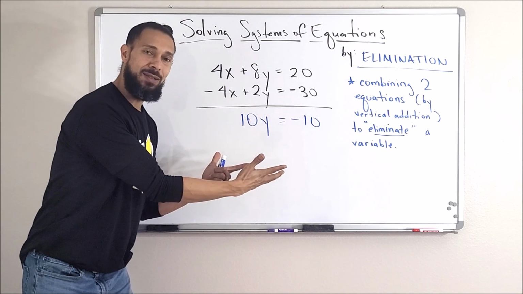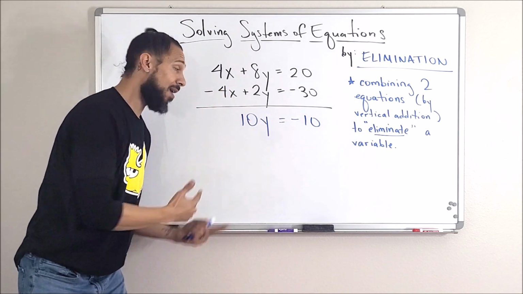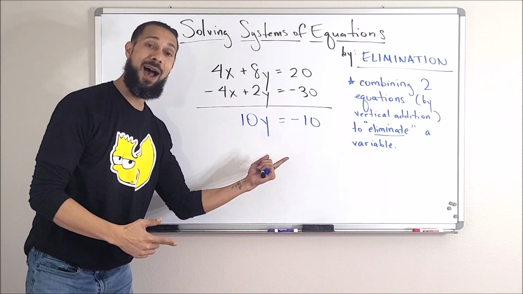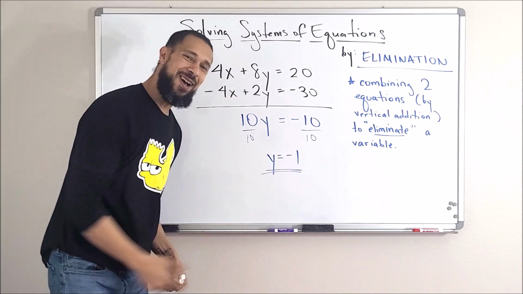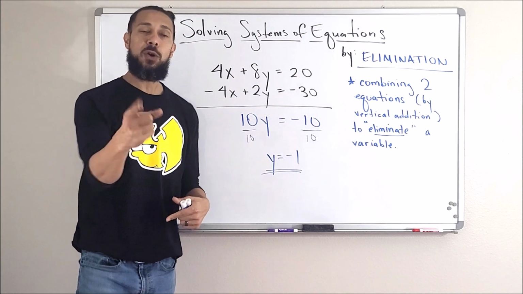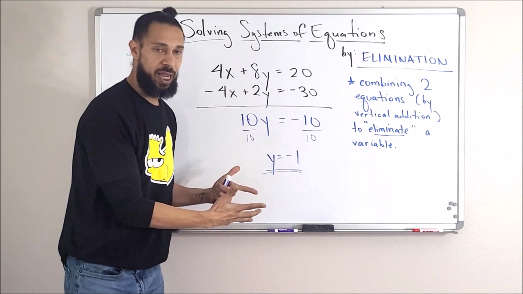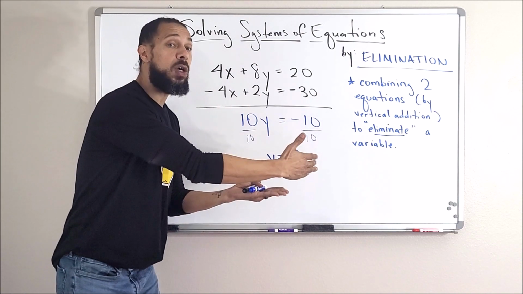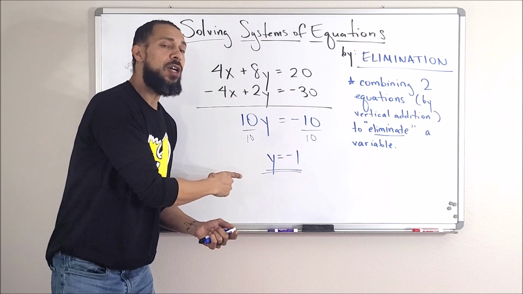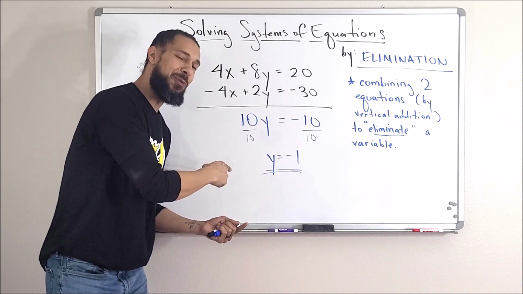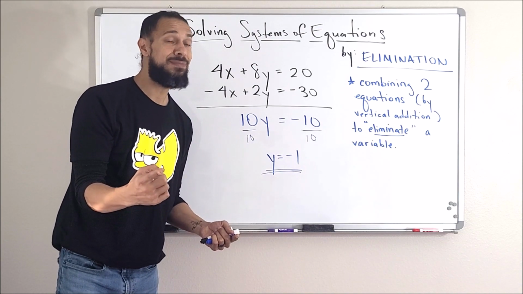Look what we have now. Our x's have been eliminated. Now all I have to do is solve this equation for y. Good, y equals negative 1. Now don't forget what a solution to a system looks like. There's an x coordinate and a y coordinate. We just found the y. Do you remember what we have to do after we find one of the variables?